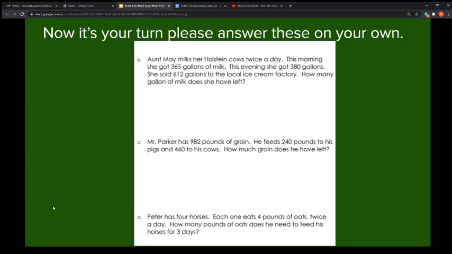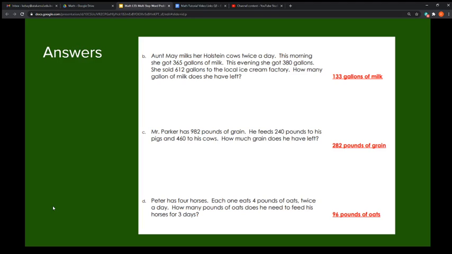We asked them to do these questions in their notebook, and here are the answers. That's the end of the math lesson for today.